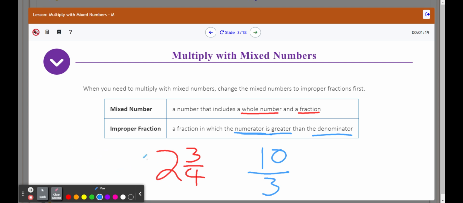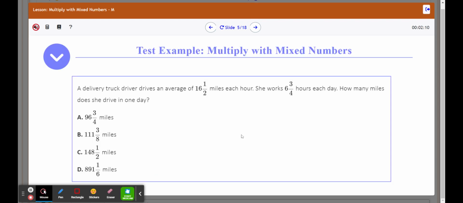All right. So again, before you do anything when you're working with mixed numbers, you've got to know how to convert from mixed number to improper fraction. Again, there's a video on this playlist. Go watch it. I highly recommend it if you are struggling and do not remember how to do this. Let's look at an example.